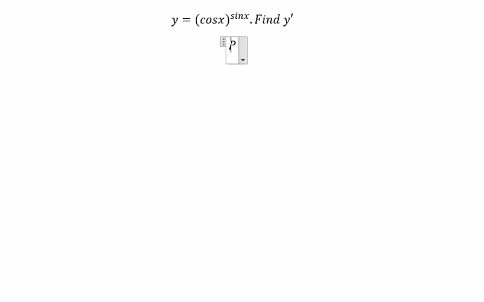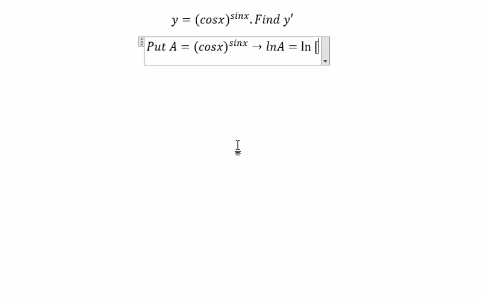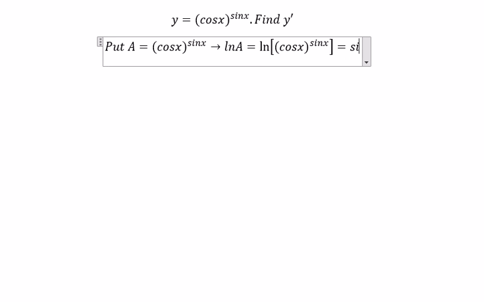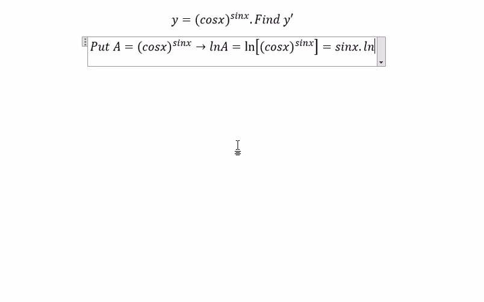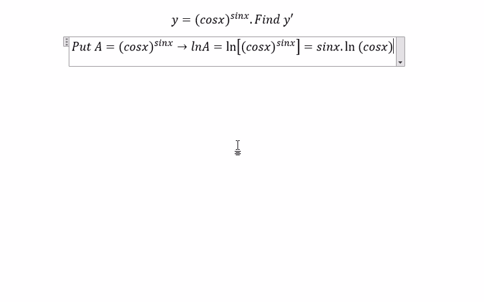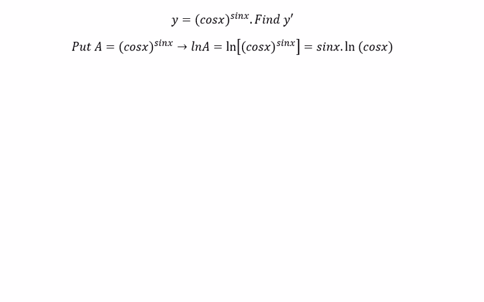So we put a equals to this one. So we got ln a equal to ln of this one. And you got sin x multiplied with ln of cosine x. Now we need to find the derivative of this one.